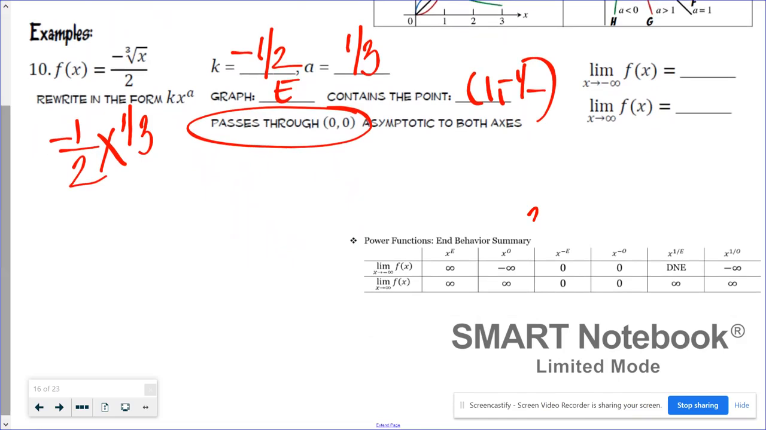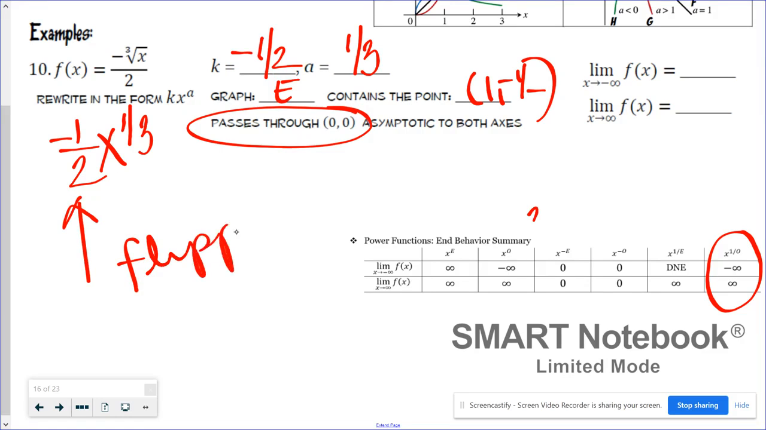Now my end behavior, I'm working with a rational exponent with an odd denominator, okay? I have to be careful because k is negative, which means it's been flipped. So that means my end behavior gets flipped as well. So that means on the left, it would be positive infinity, and on the right, it would be negative infinity. Sorry, I don't know why this isn't writing.